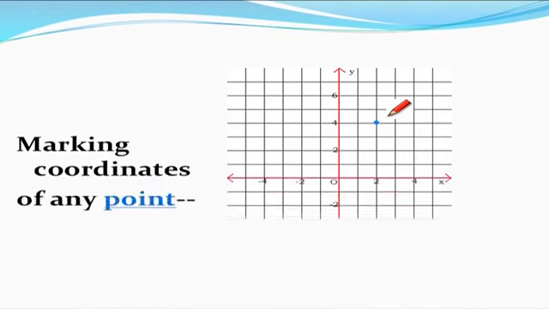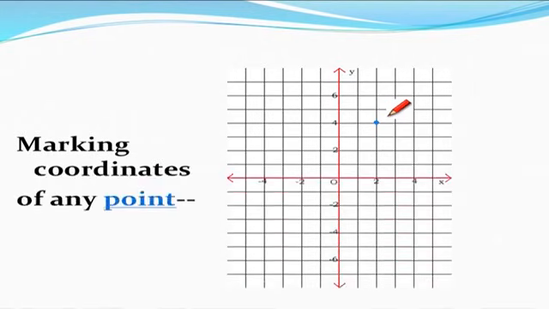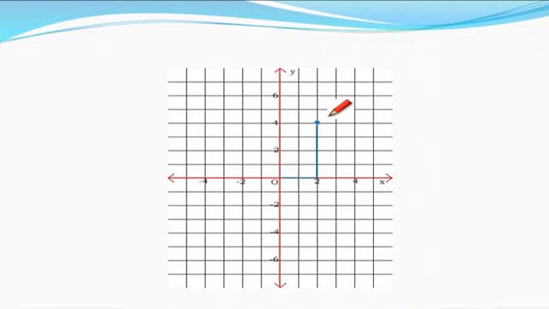Now let us understand the marking of coordinates of any point in the Cartesian plane. Here a point is represented in this plane, and now let us understand how to find the coordinates of this point. When we drop a perpendicular from this point to the x axis, this line intersects the x axis at 2, and when we drop a perpendicular from this point to the y axis, this line intersects the y axis at 4. So the coordinates of the point are 2, 4.